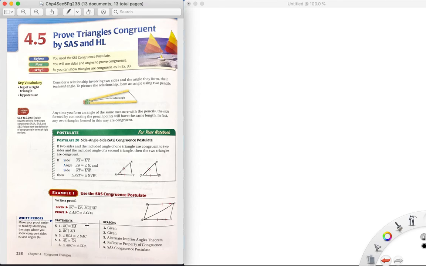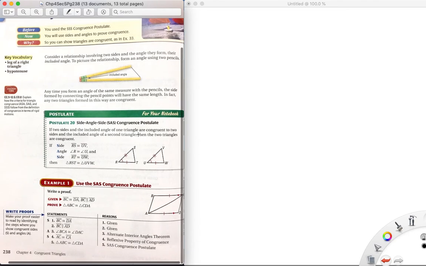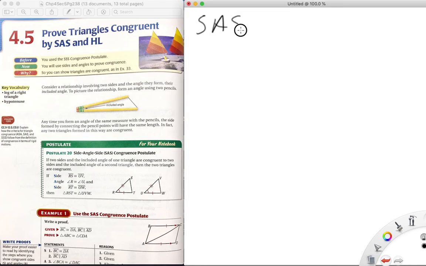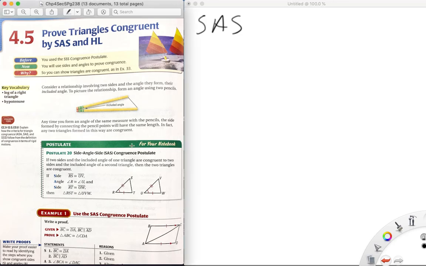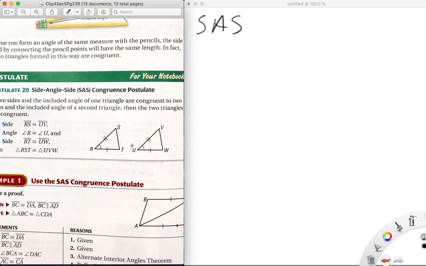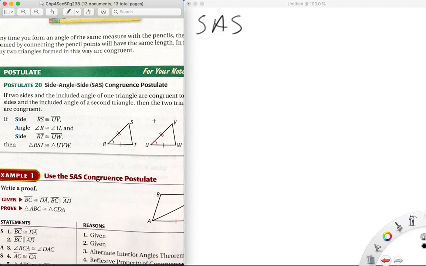4.5. We have two theorems. We have the side angle side theorem. And what the side angle side theorem says is that if two sides and the included angle of one triangle are congruent to two sides and the included angle of a second triangle, then the two triangles are congruent. So what does it mean by included?